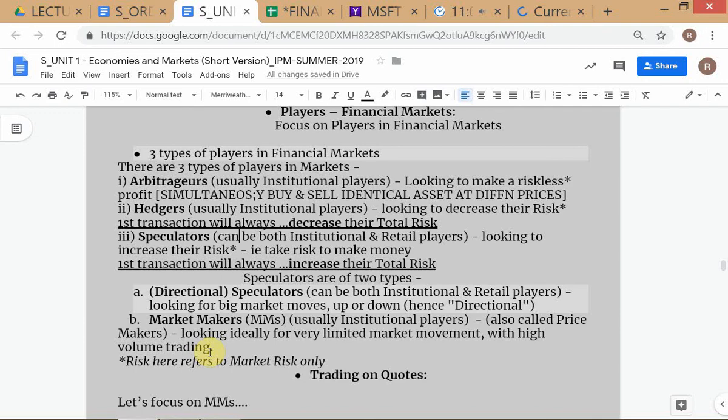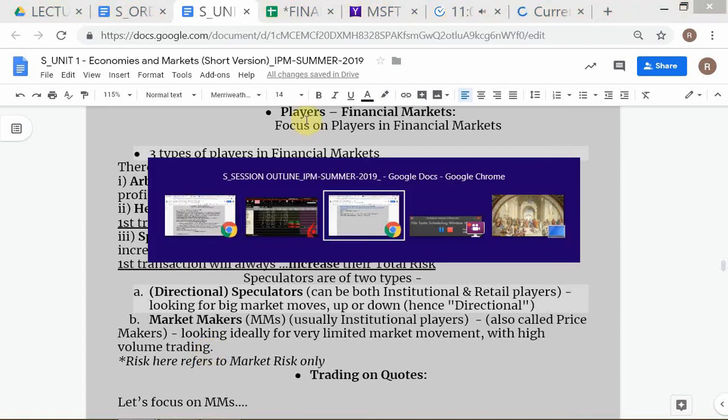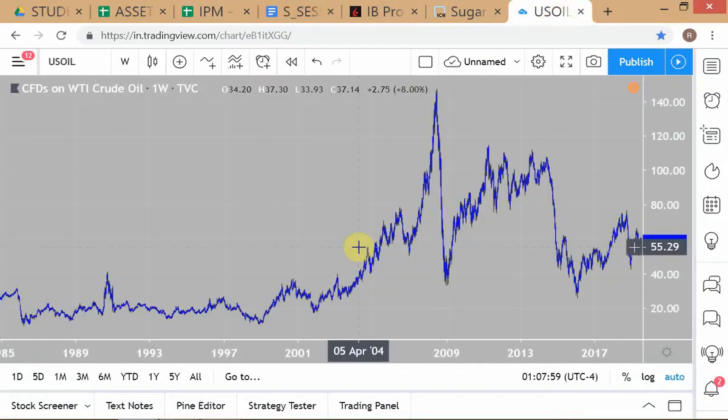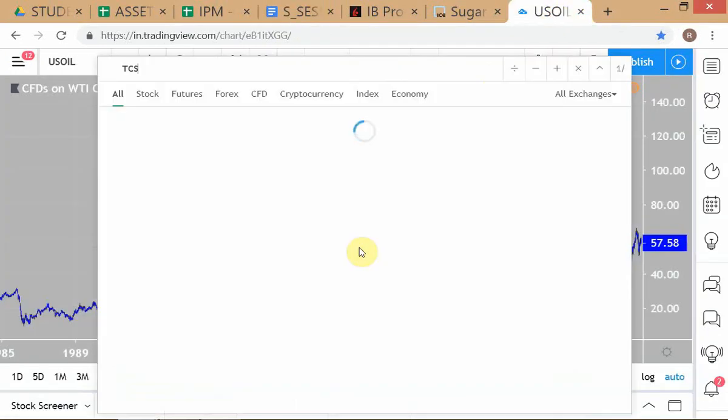We have defined speculator. There's a further distinction made within the category of speculators: directional speculators and market makers. Why do I say this? Because there's a reason why. Here you'll understand the difference between the two types of business, the market making business and the directional speculation business. So if you go back to that example of, let's say, when I bought TCS.